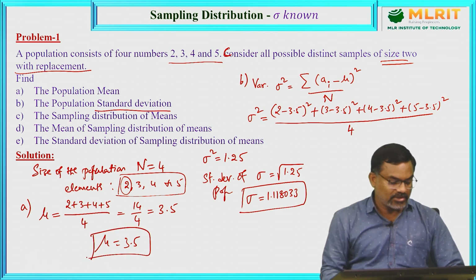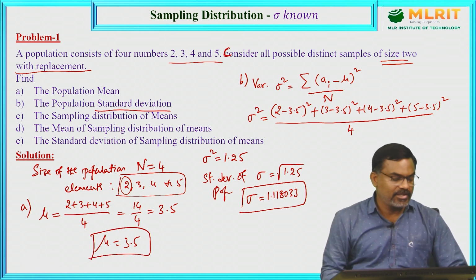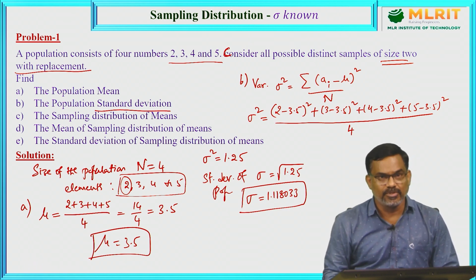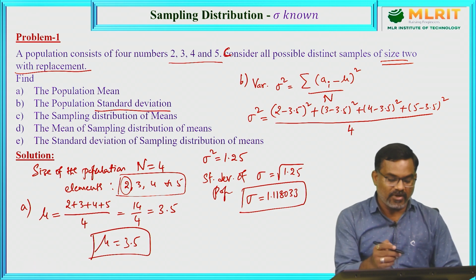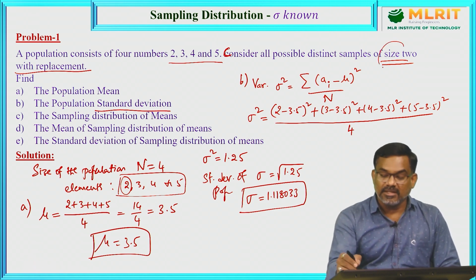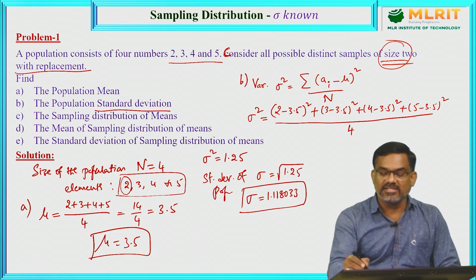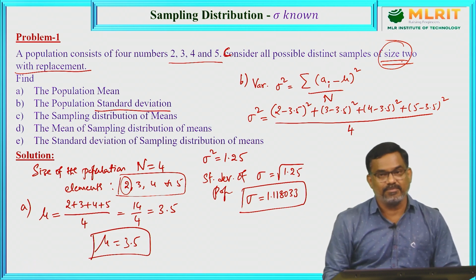Now, coming to the third one, the sampling distribution of means. First, we have to find the sampling distribution of means. And what is the size of the sample here? Each sample must be of size 2. So, consider all possible distinct samples of size 2 with replacement.